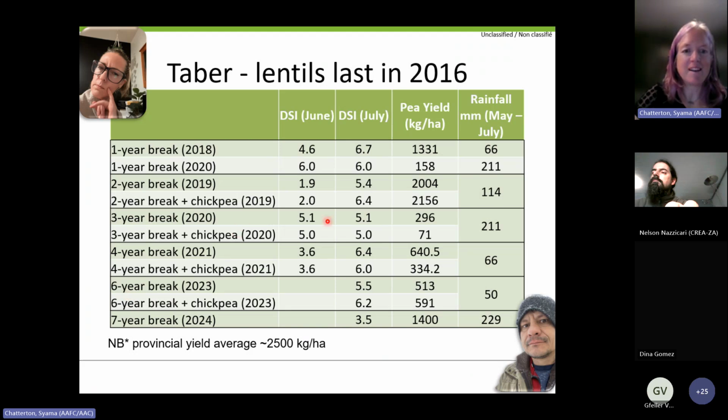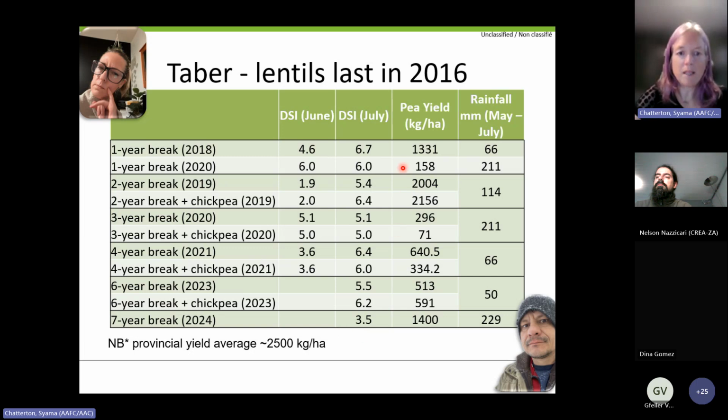Again, this is a lot of data to show. Really what we're looking at is our disease severity index with a 1-year, 2-year, 3-year, 4-year, and 6-year break. We did not see a reduction in that disease severity index over those 6 years. In the 7th year that we've had this rotation, we've started to see, for the first time, a decline in that disease severity index.